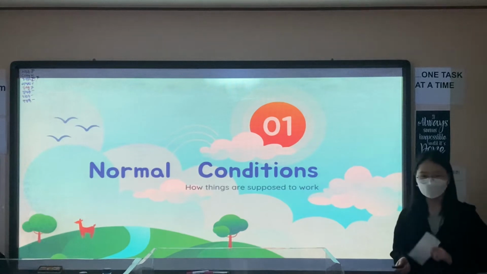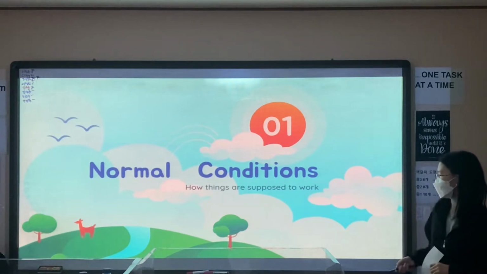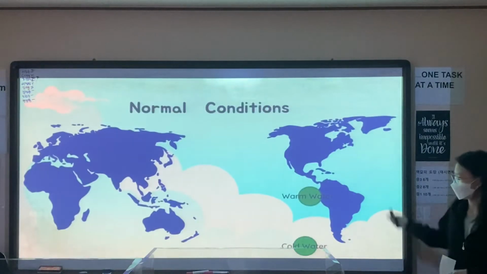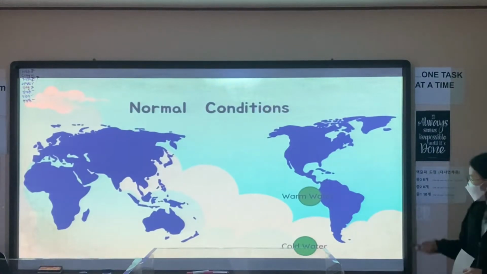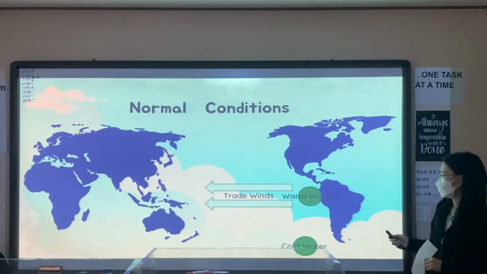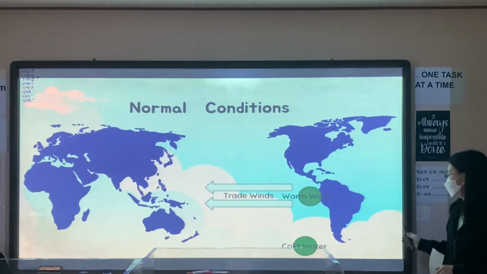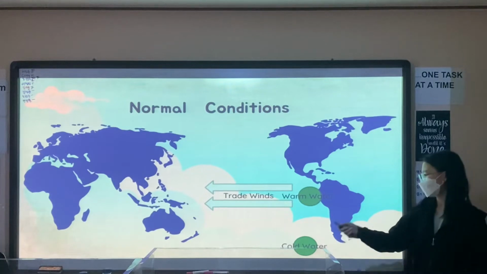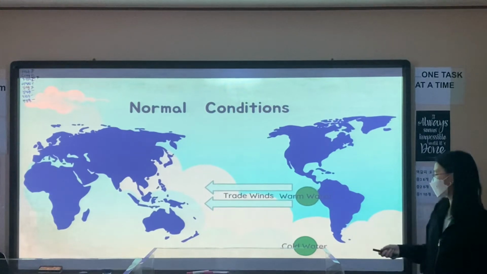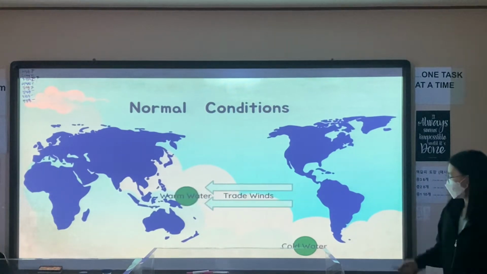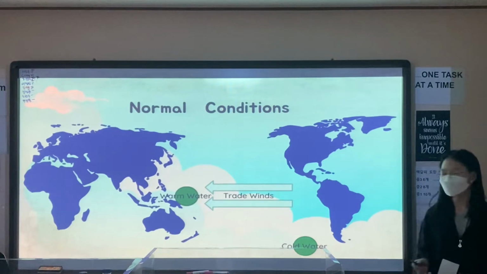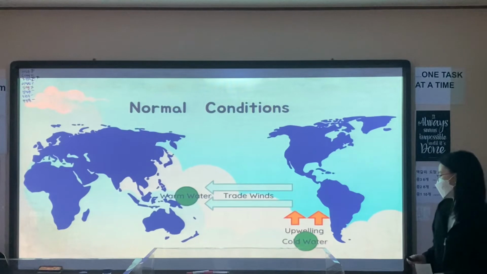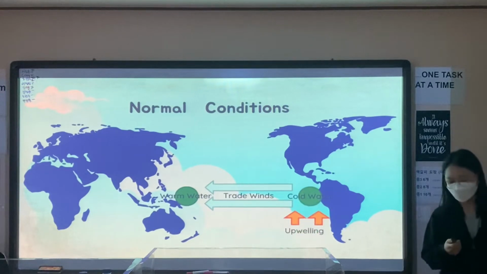So now I'll talk about normal conditions, which is how things are supposed to be working. So this is the whole map. There are trade winds blowing from Southern America toward Asia. So the warm water from here moves to Asia. And then to replace this water, upwelling happens, and the cold water goes up to replace this water.